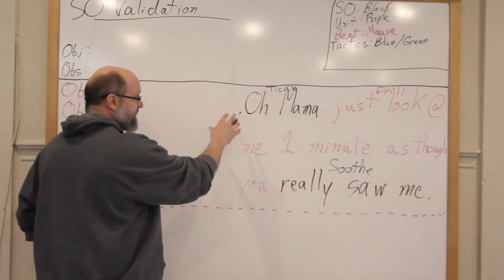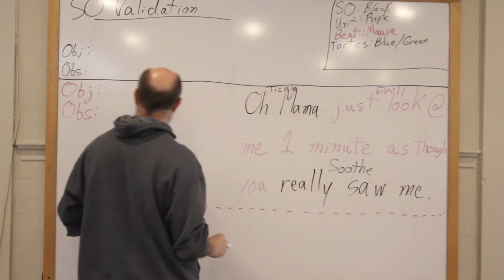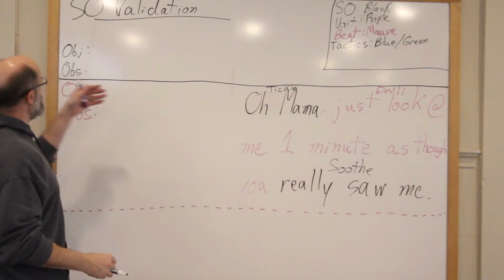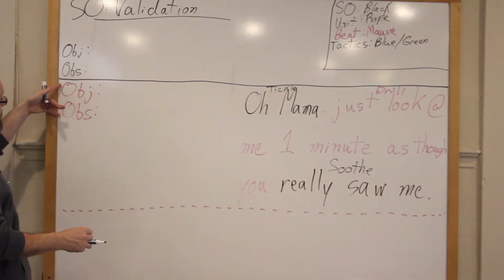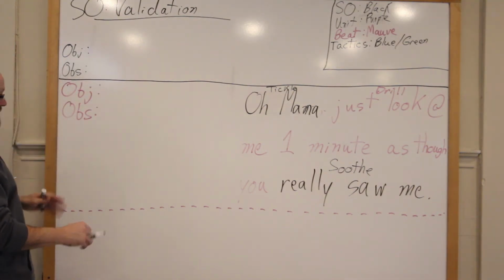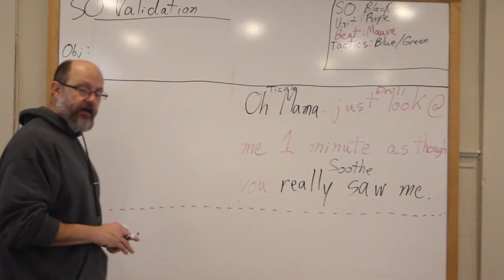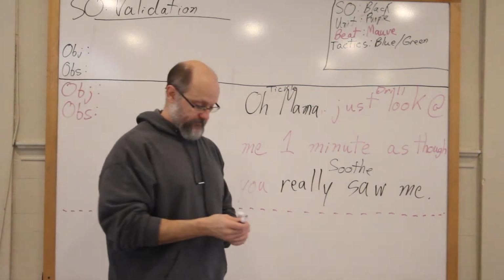So we have tactics that alternate as you continue to go through. We have the beat objective and the unit objective. Now I want to talk about that a little bit. Think of it like a funnel.